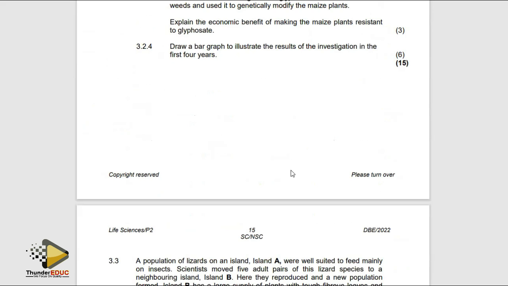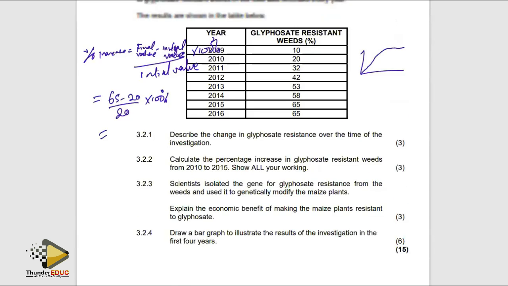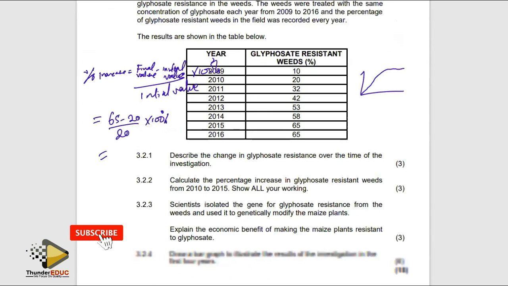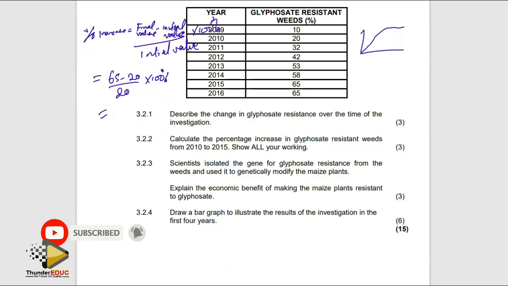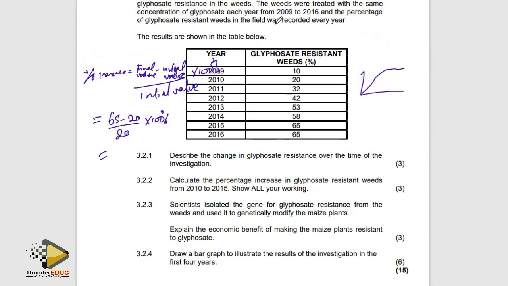All right. So now they're saying that the bar graph should illustrate the results of the investigation in the first 4 years. Now, I'm not going to draw the actual graph, but I'm just going to talk about how you can draw this bar graph without stress. So years are always an independent variable, meaning that this is time. Time is always an independent variable. So independent is always on the x-axis, and then the dependent one is always on the y-axis.